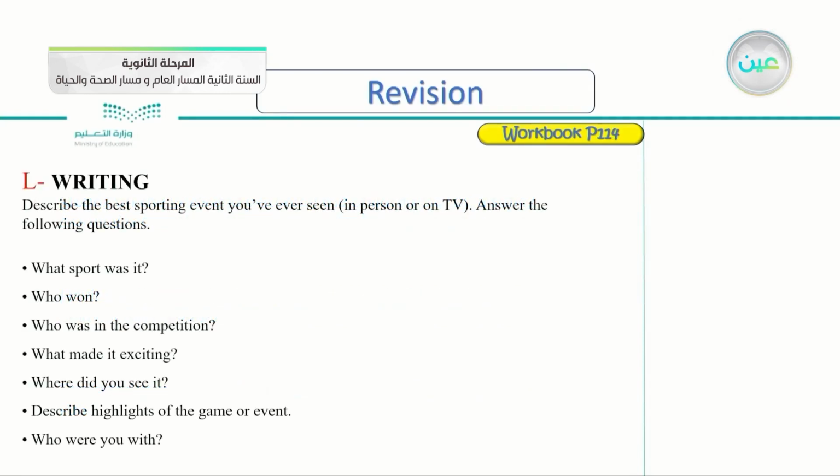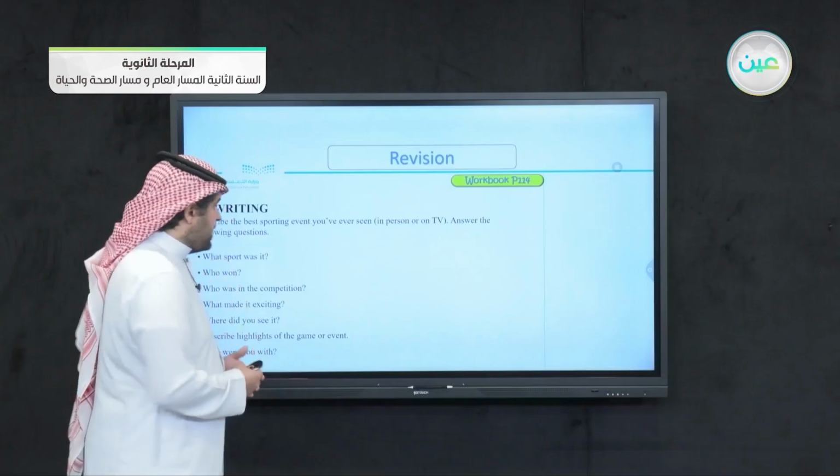Exercise L here, writing. Describe the best sporting event you've ever seen in person or on TV. Answer the following questions. So all of these questions you will answer according to your own experience. The best sporting event you've ever seen.